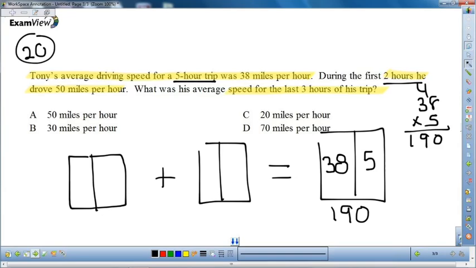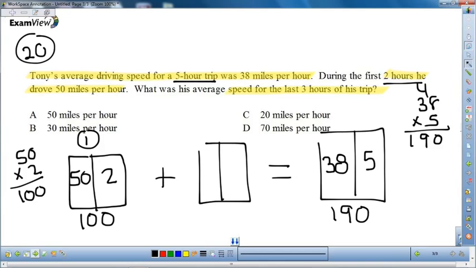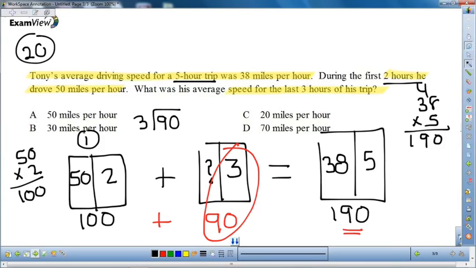For the first 2 hours, he drove 50 miles per hour. So if you multiply 50 times 2, you get 100. So for the first part of his trip, he drove 100 miles. So we want to know what his average speed for the last 3 hours of his trip was. So first, I need to figure out how many miles he drove for the last 3 hours. So he drove 90, because 100 plus 90 is 190. So then what do we have to do with these numbers? We're going to have to divide 3 into 90. So 3 goes into 9 3 times. So it's going to be 30 miles per hour. That was his average speed.